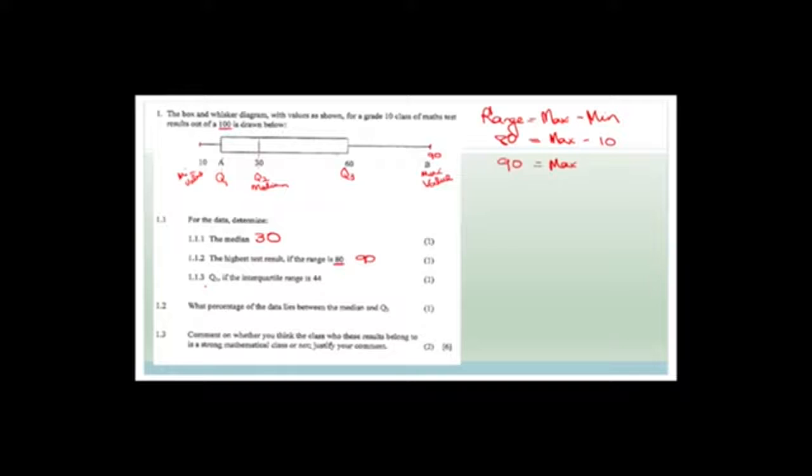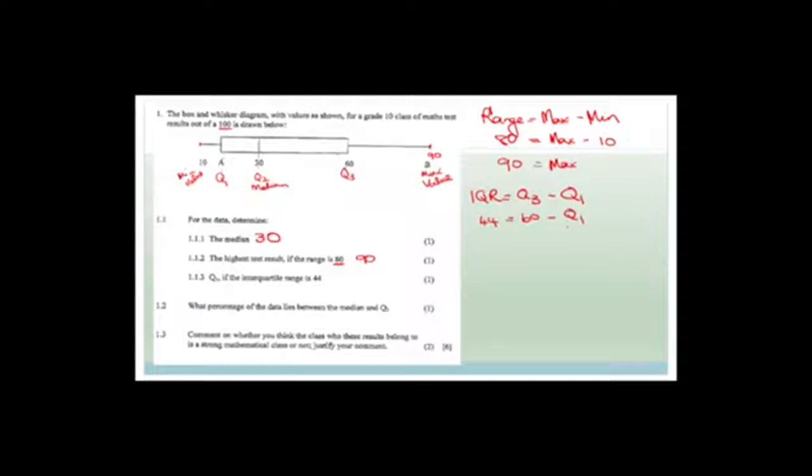Now they ask, Q1, if the interquartile range is 44. Okay, so we know that the interquartile range equals Q3 minus Q1. So the interquartile range they've told us is 44. We've got Q3 at 60 minus Q1.